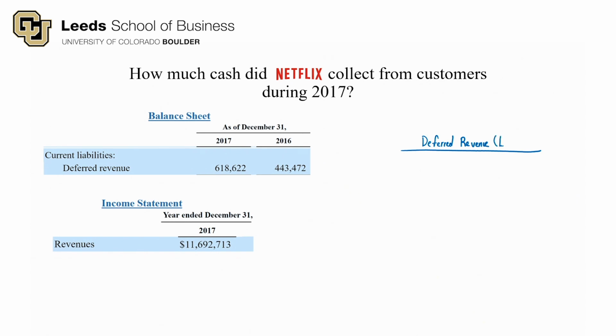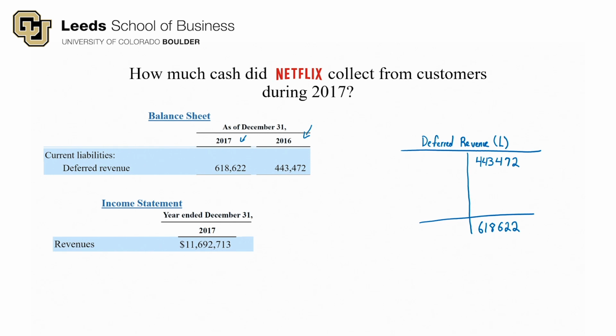So I'll recreate the deferred revenue T account. I'll draw parentheses L to remind ourselves that's a liability. And I'll draw the T. Then the beginning balance of this account was the balance as of the end of the last year. So that will be our beginning balance, and we'll put it in the credit side. So 443,472. And our ending balance will be the ending balance as of the current year. And that balance is 618,622. And you can see here that the deferred revenue balance at Netflix increased during 2017.